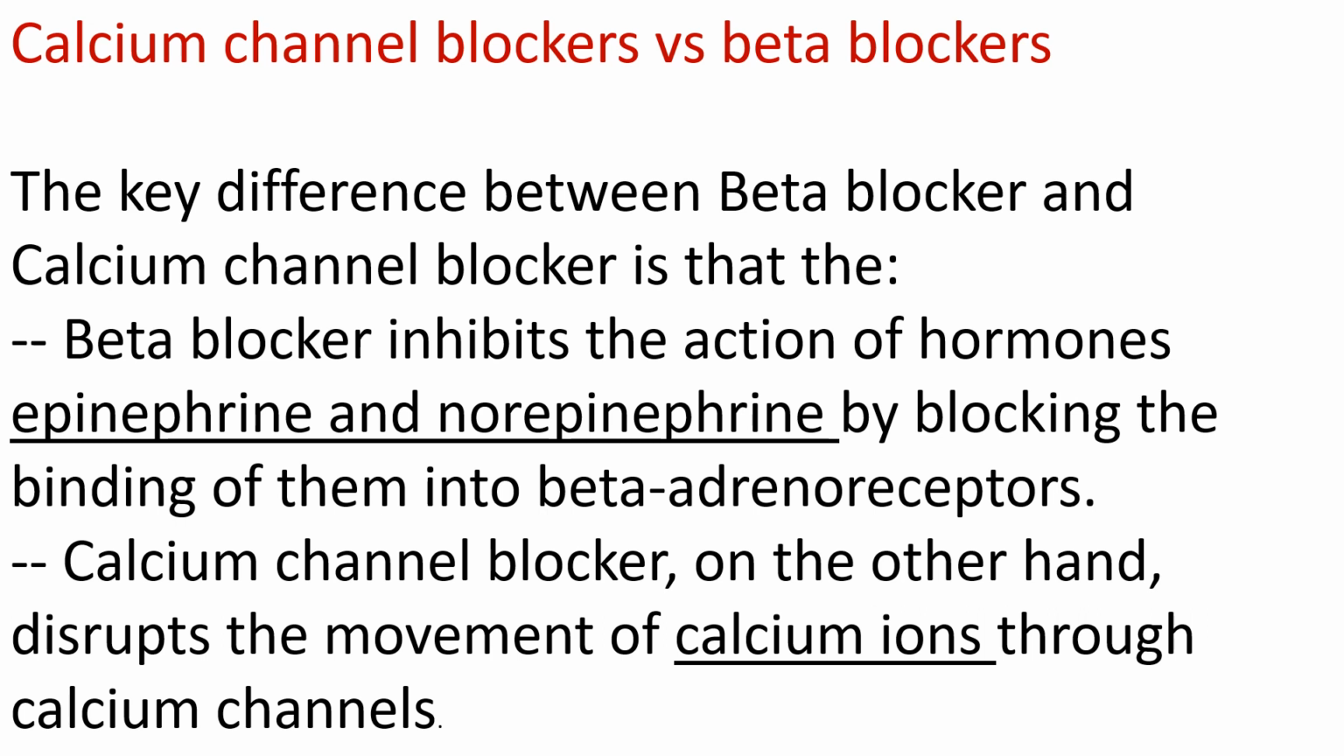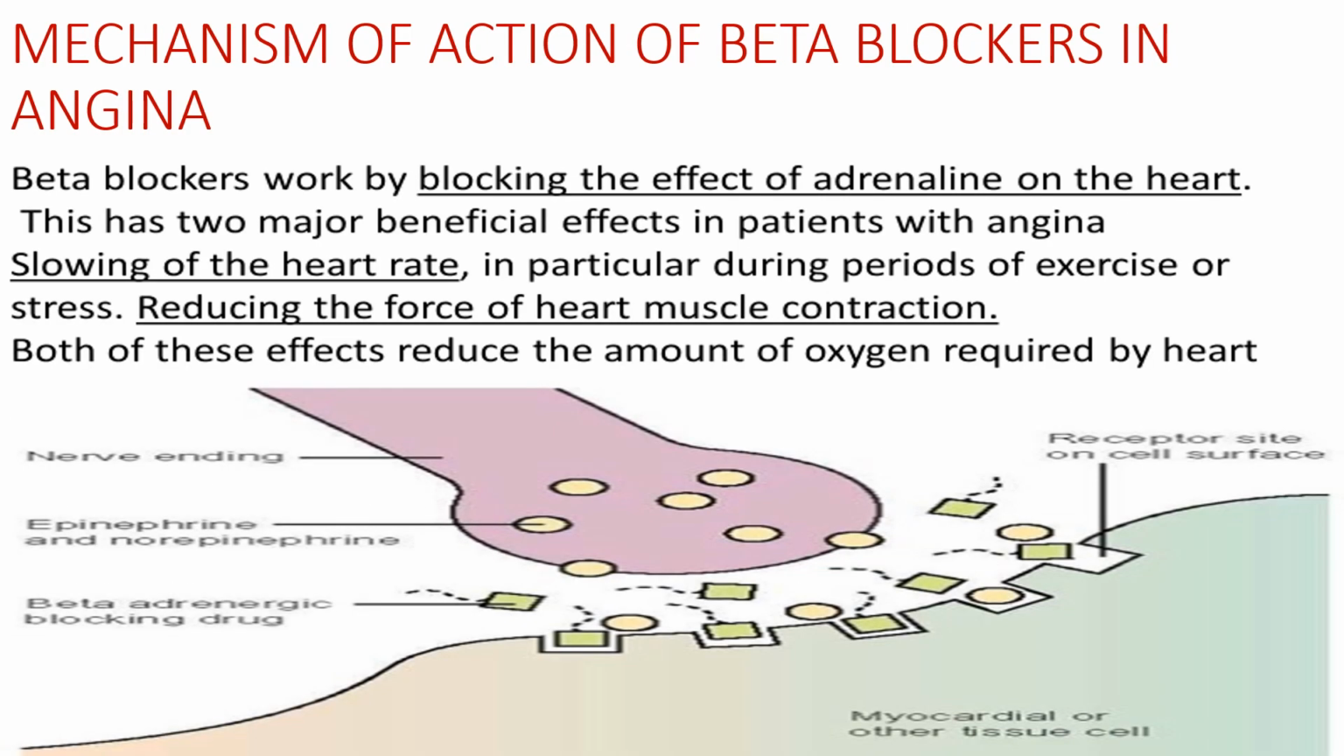Now, the calcium channel blocker, on the other hand, disrupts the movement of calcium ions through the calcium channels. So this is the major difference. Beta blocker is dealing with the hormones, and calcium channel blocker is dealing with the calcium ions.